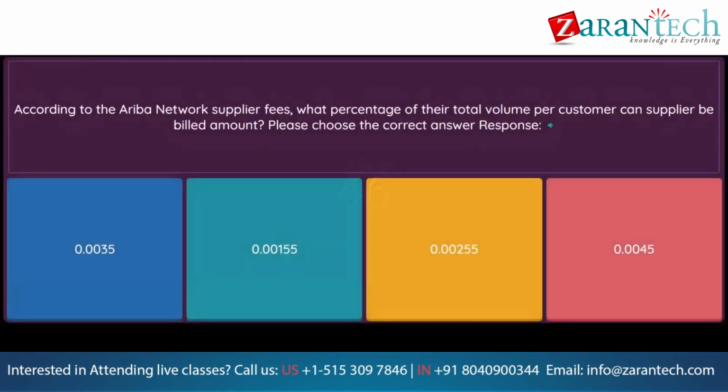Question: according to the Ariba Network supplier fees, what percentage of their total volume per customer can a supplier be billed? Please choose the correct answer. Response. Option 1, 0.0035. Option 2, 0.00155. Option 3, 0.00255. Option 4, 0.0045.